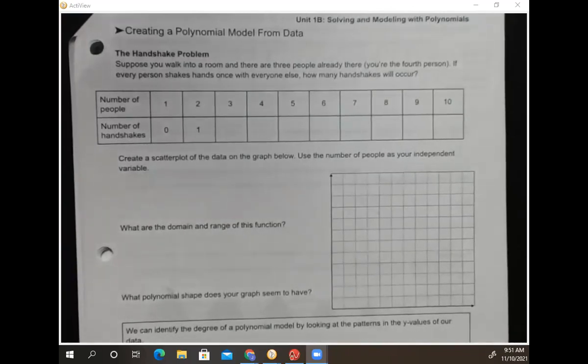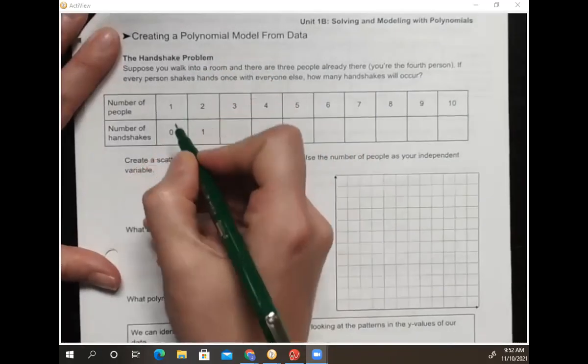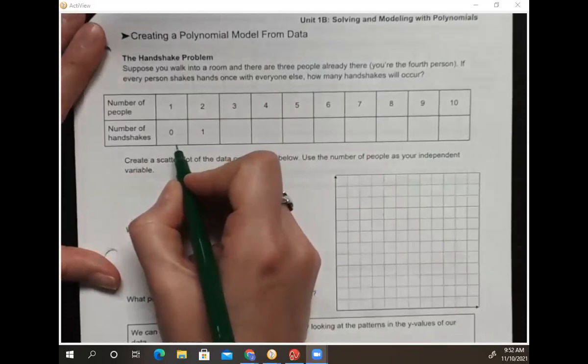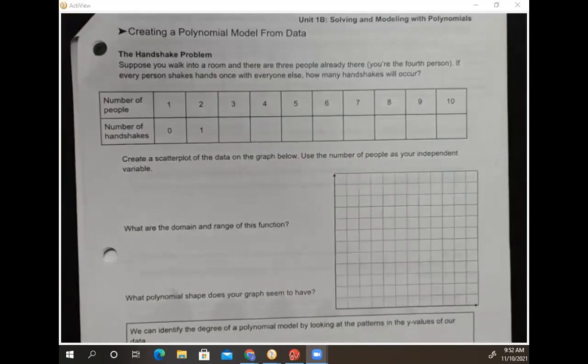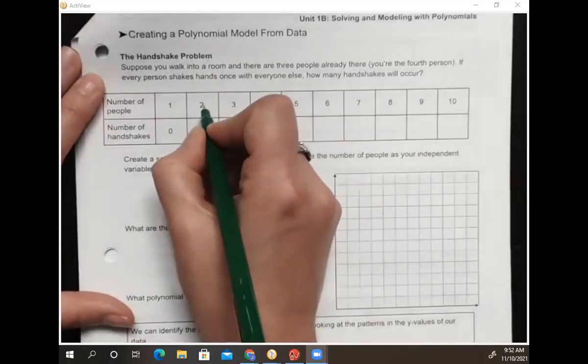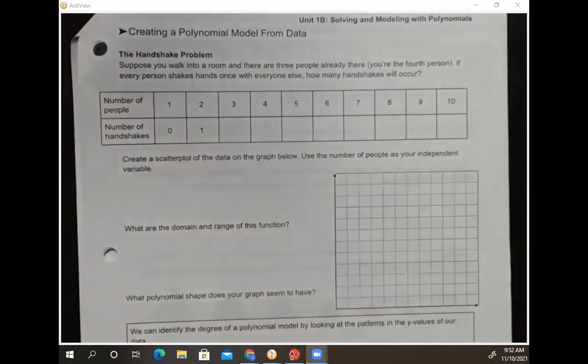So if we're going to define a handshake as one person shakes the hand of a different person, that's a handshake. So no self shakes here. One person shakes the hand of another person, that's a handshake. If there's one person in a room, we can't have any handshakes. Does that make sense? If I have two people in a room, then I can have a handshake. One person shakes the other person's hand.